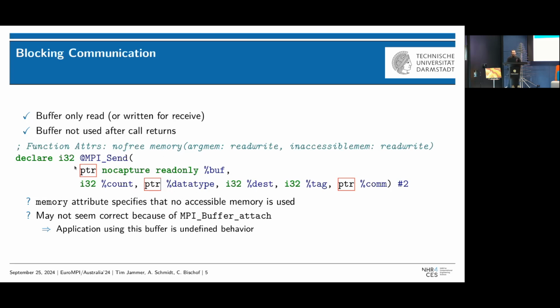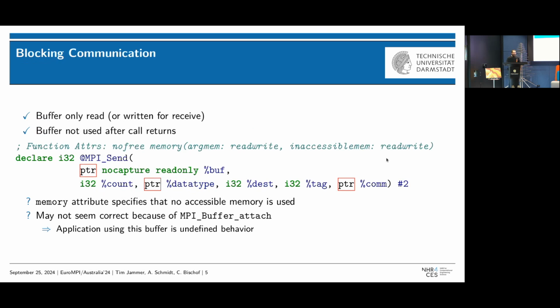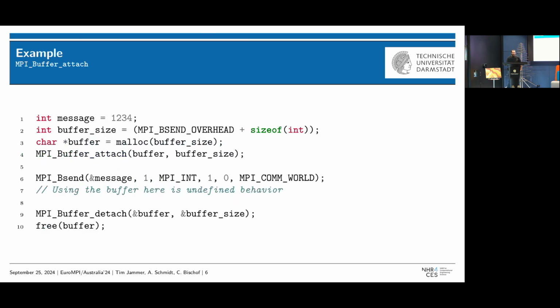What we also annotate for all the different ways of the MPI send function is this argmem. So we tell the function, okay, MPI send is only accessing memory directly through the pointer arguments, either through the buffer argument, which is the most important argument, or datatype or communicator in this case, or it will access some inaccessible memory. This, however, may be wrong in certain situations because you can use MPI bsend with MPI buffer attach. It works like that.